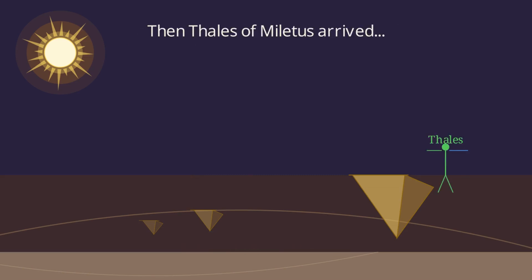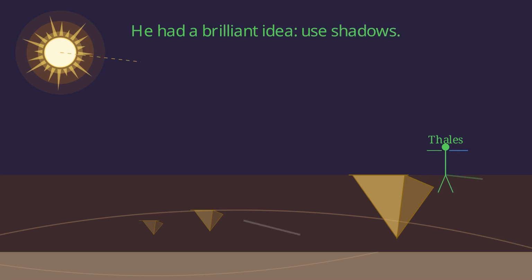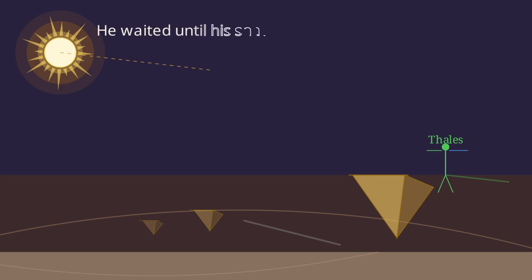And here is the magic. The sun's rays hit at the same angle, so the two triangles are similar. When Thales' height equals his shadow, the pyramid's height equals its shadow. Simple. Brilliant. Pure geometry. Look closely.